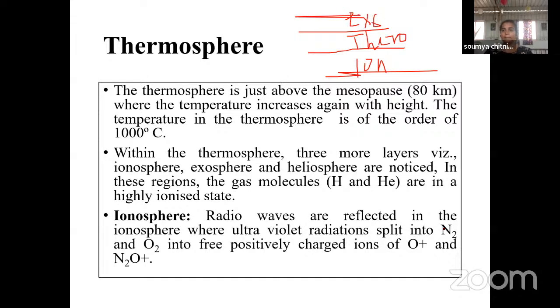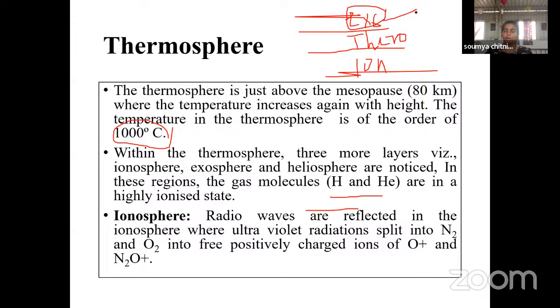So again, the temperature increases with altitude in the thermosphere. The temperature in the thermosphere can increase up to 1000 degrees Celsius. As I told you, we can observe the ionosphere, exosphere, and heliosphere. In the exosphere, hydrogen and helium gases, these molecules will be present.